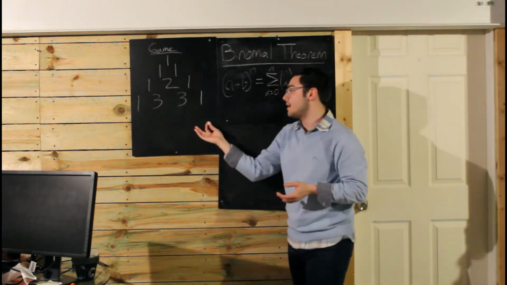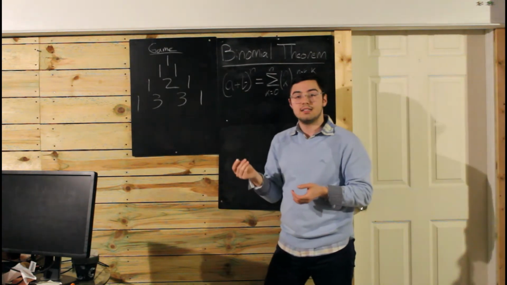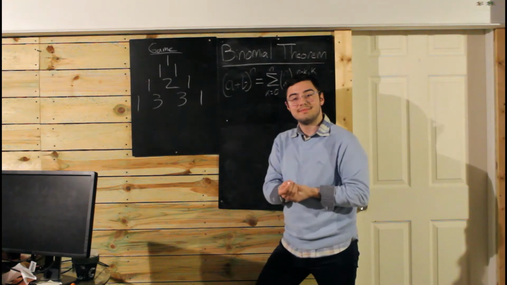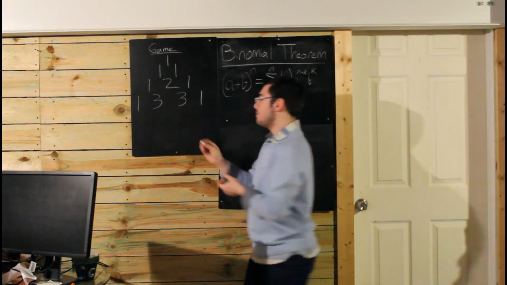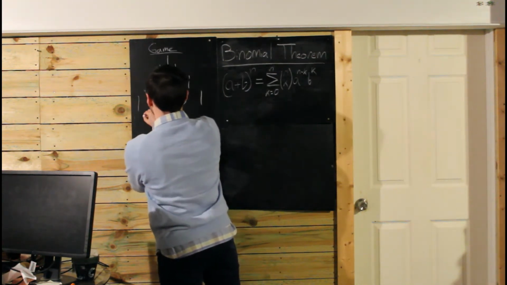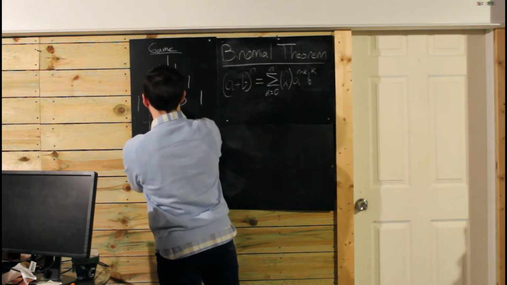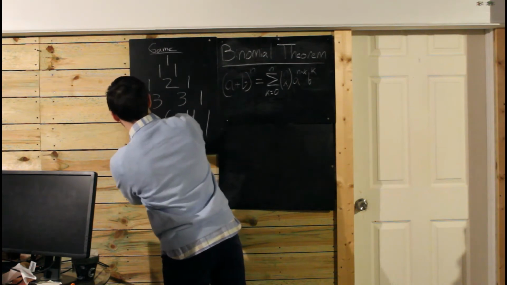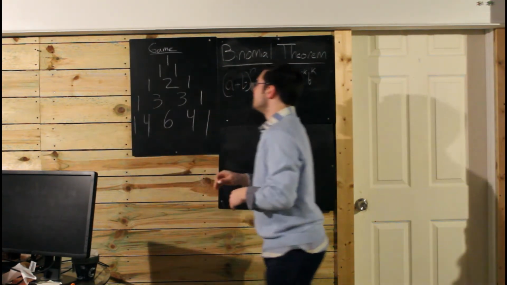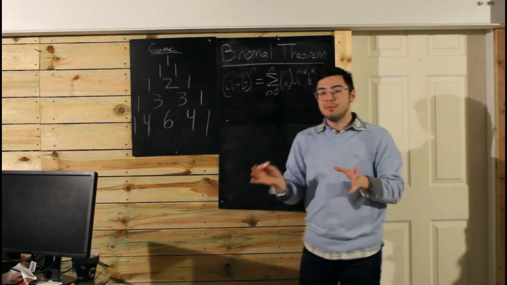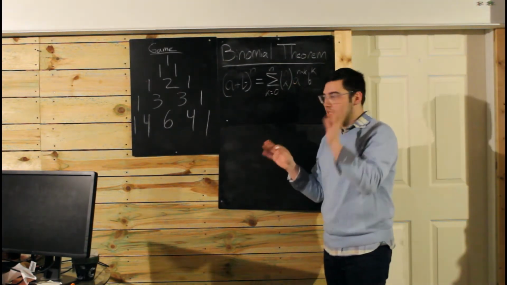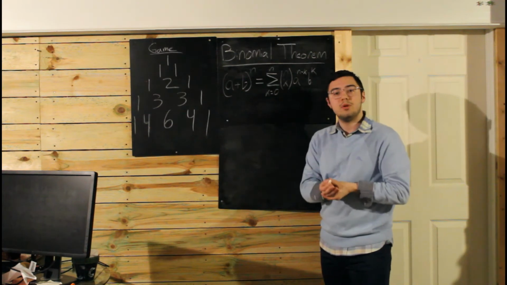So following that same pattern, what will be the next line on this? Claire. 1. 1. 4. Okay. 6. Absolutely. 4. Yep. 1. You got it. Okay, so this is a pretty basic pattern. You can do this at any time you want. It's a fun little thing. But we're going to see how it applies to our binomial theorem formula.